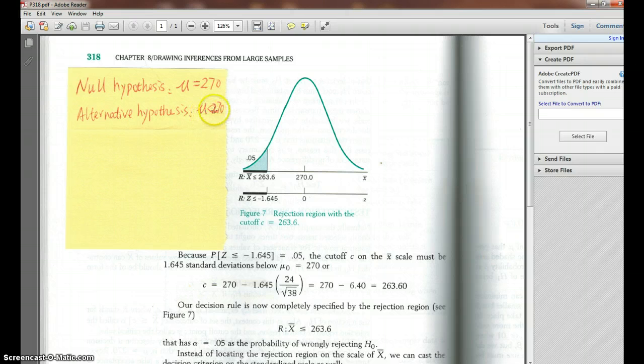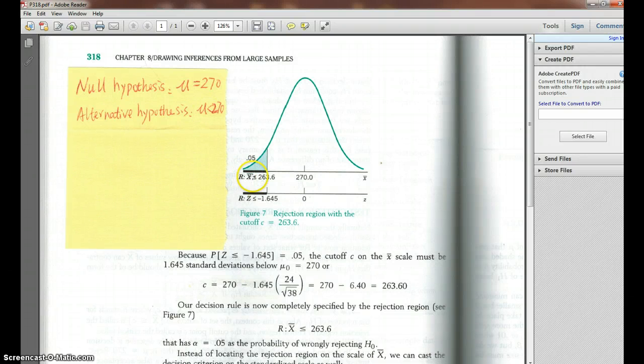They're saying the transaction time is less than 270, and we cannot find a mu. We can only find x bar. So we want to know how small x bar has to be in order to support the vendor claim, in other words, to reject the null hypothesis. So we want the chance of supporting 270, the chance of rejecting the null hypothesis, to be low.